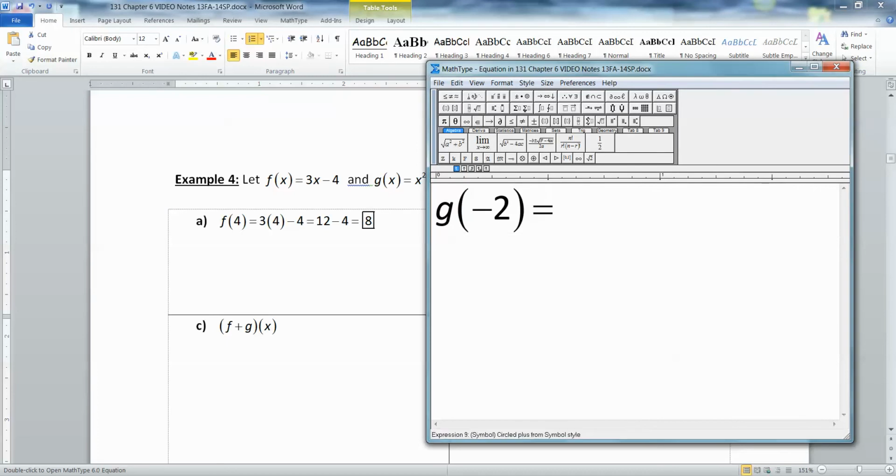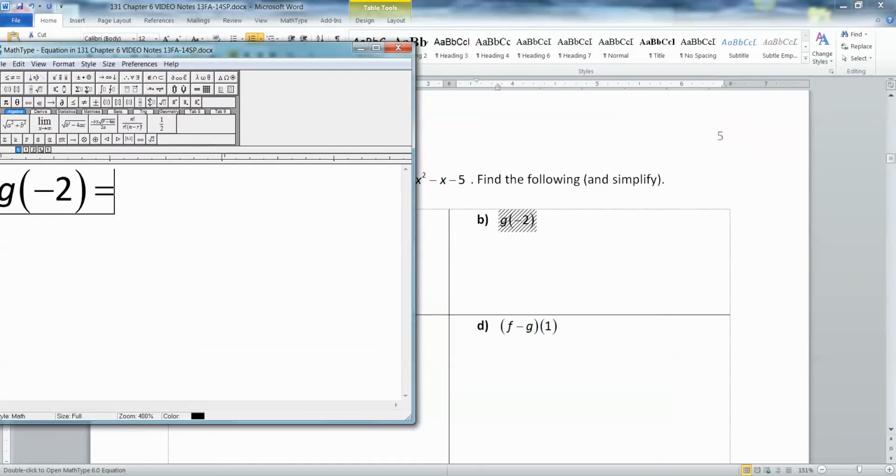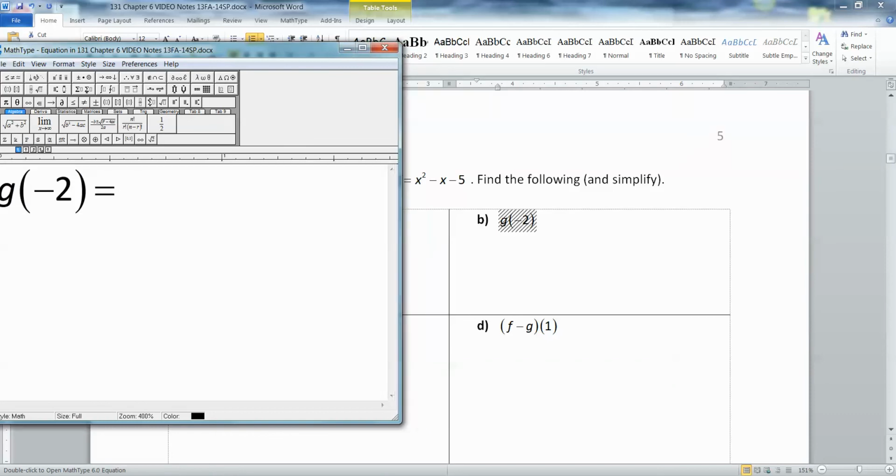All right, so we're going to have to put this in the g function. Let me bring it over here. It's x squared minus x minus 5. It's just off screen. There it is. All right, so I want to take -2 squared minus -2 minus 5. And I cannot stress this enough, but whenever you are substituting a negative, always put parentheses around that value. It will help a lot.